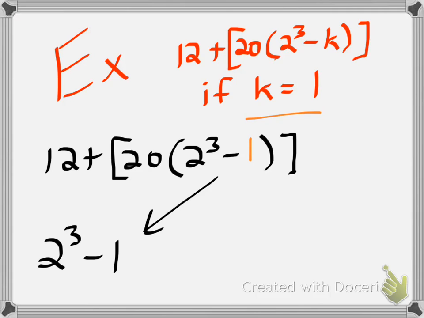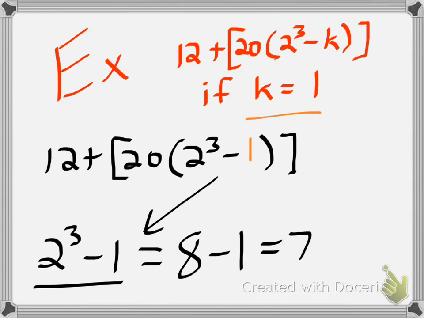Now, with this little statement right here, you still do PEMDAS. You just break it down. You keep thinking PEMDAS. So parentheses. There's no parentheses. Now exponents. Well, there's an exponent. 2 cubed. That means 2 times 2 times 2. That's 8. Now we can subtract. 8 minus 1 is 7.